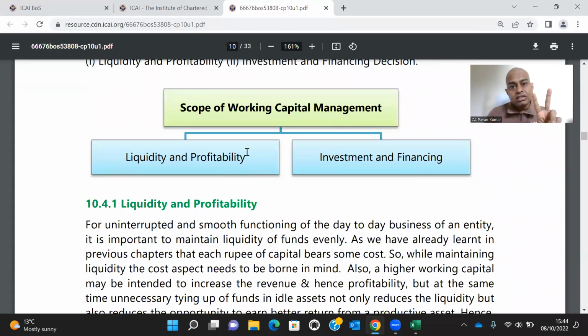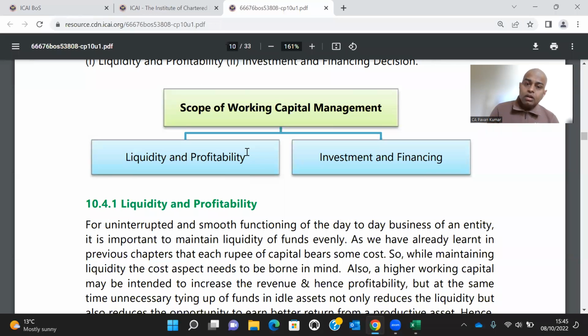What are the 2 aspects? Can anyone tell me? In chapter 1, you might have studied that financial management deals with 2 basic aspects: one is mobilization of resources, the other is utilization of resources. 3 decisions. What are these 3 decisions? Dividend decisions, investing decisions, financing decisions. So financial management deals with both investing and financing. Working capital management deals with both investing and financing decisions.